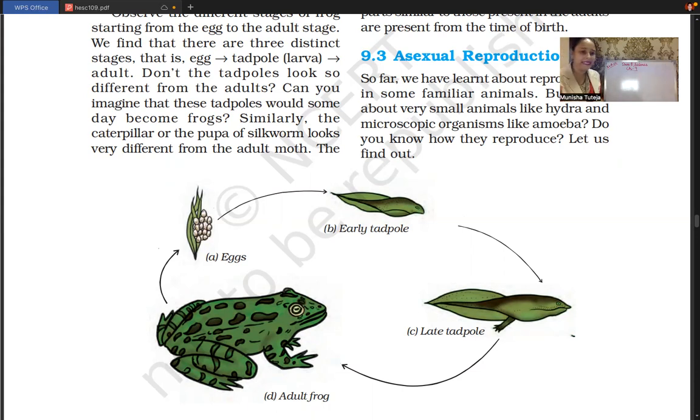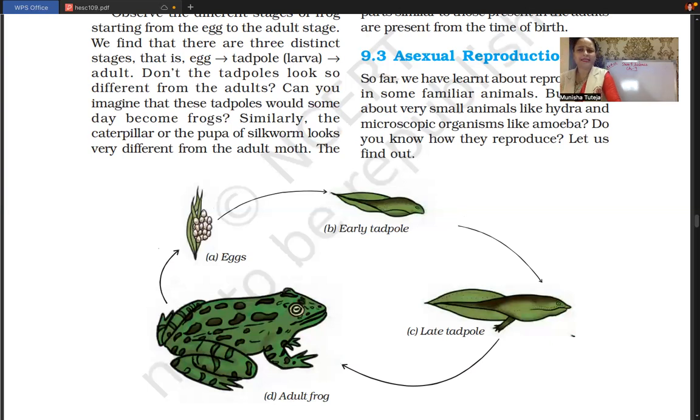All right. Next, we come to again a very important topic, that is asexual reproduction. Asexual reproduction, beta, is present in animals also. It is present in plants also. Last year, you had studied about asexual reproduction in plants. Let me just quickly remind you. We had studied about budding, fragmentation, and spore formation. I hope you all remember that. Those were different modes of asexual reproduction in plants.